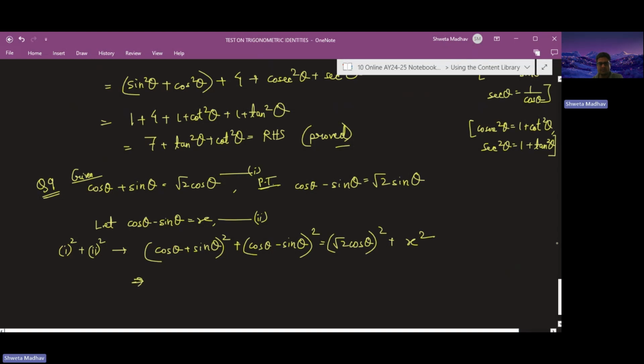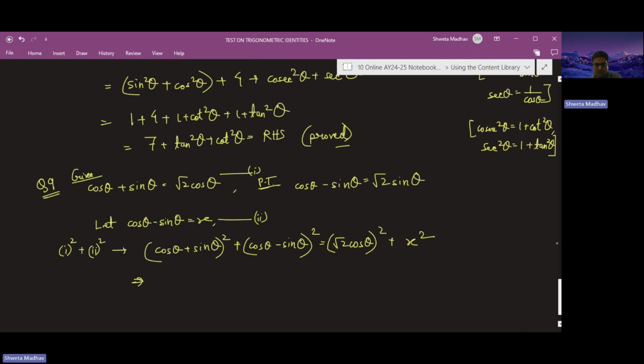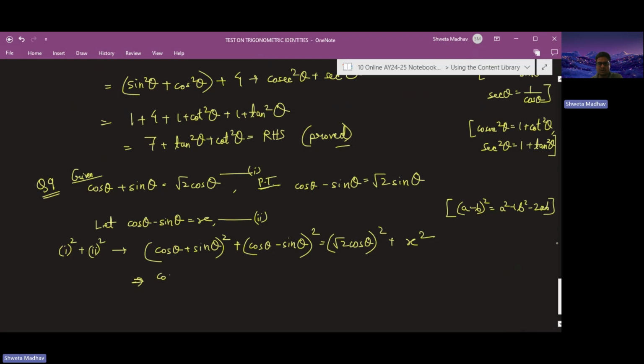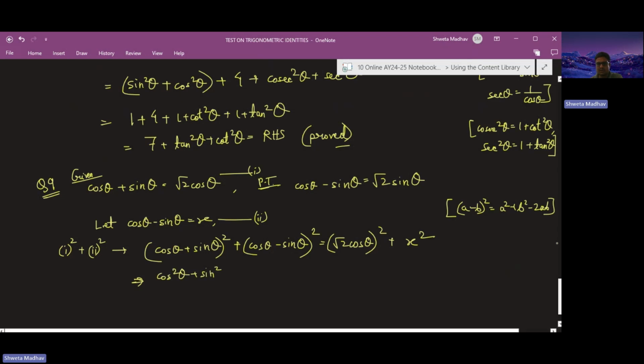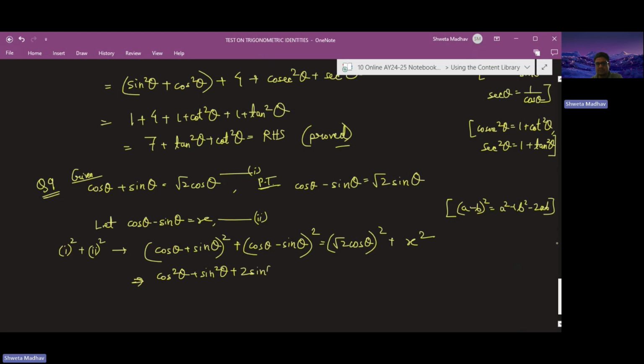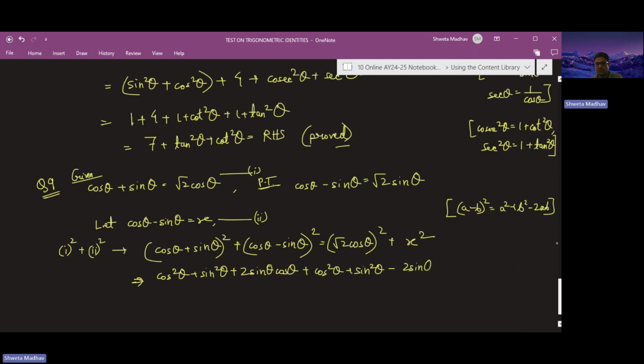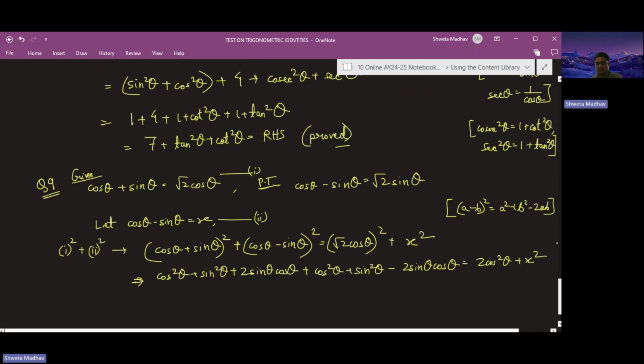So now we can expand it. a plus b whole square is a square plus b square plus 2ab, and a minus b whole square is a square plus b square minus 2ab. So if you square this, we will get cos square theta plus sin square theta plus 2 sin theta cos theta, and then cos square theta plus sin square theta minus 2 sin theta cos theta, that is equal to 2 cos square theta plus x square.